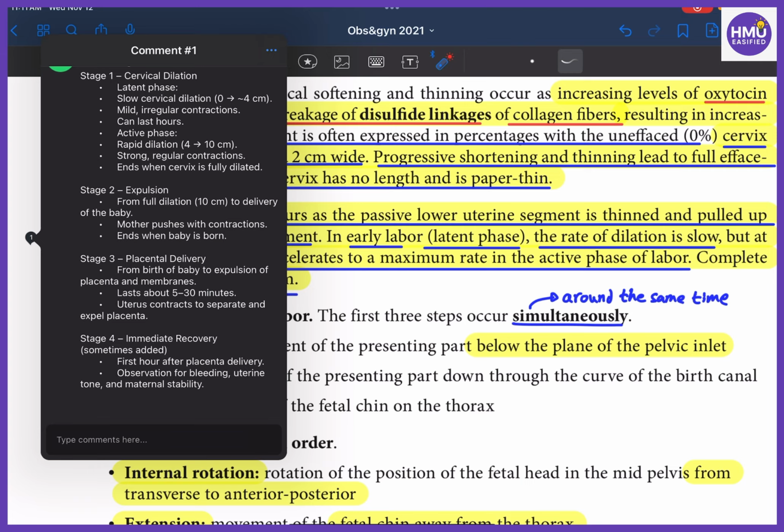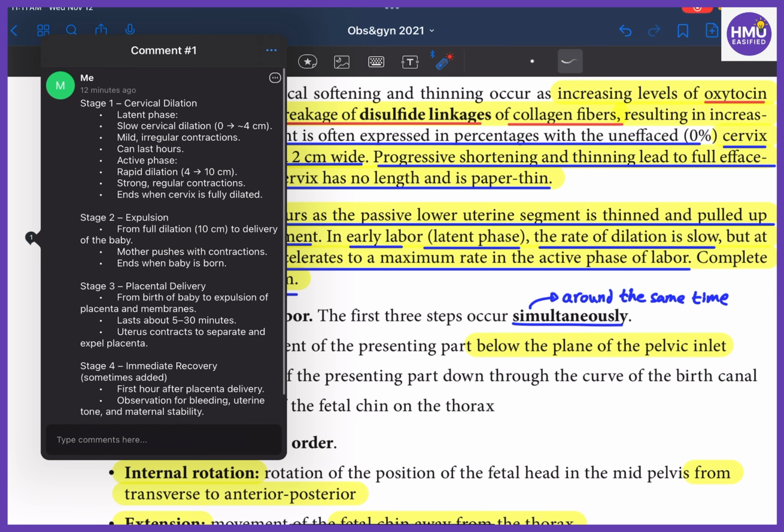Here the delivery of the baby happens. Mother pushes with contractions, so the mother also tries here, and this stage ends when the baby is born. Okay, so we have the cervical dilatation stage. We have stage 2, which is expulsion.